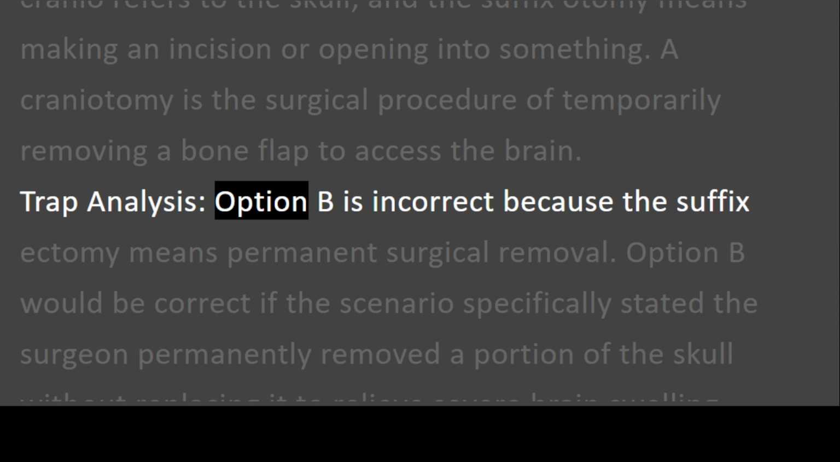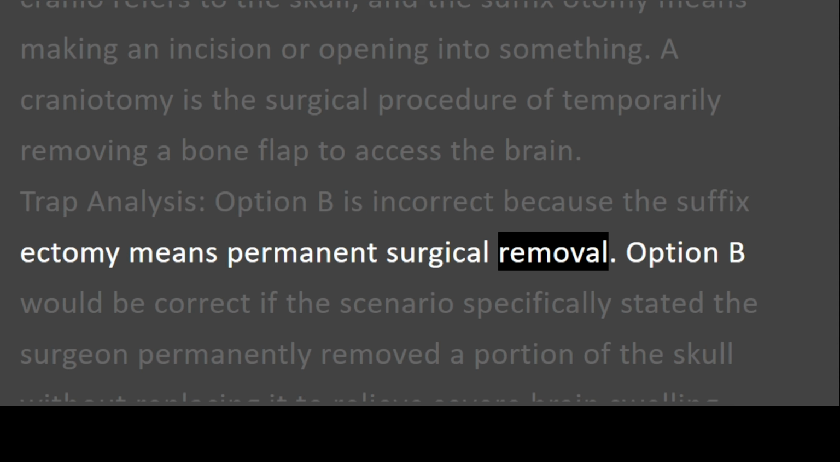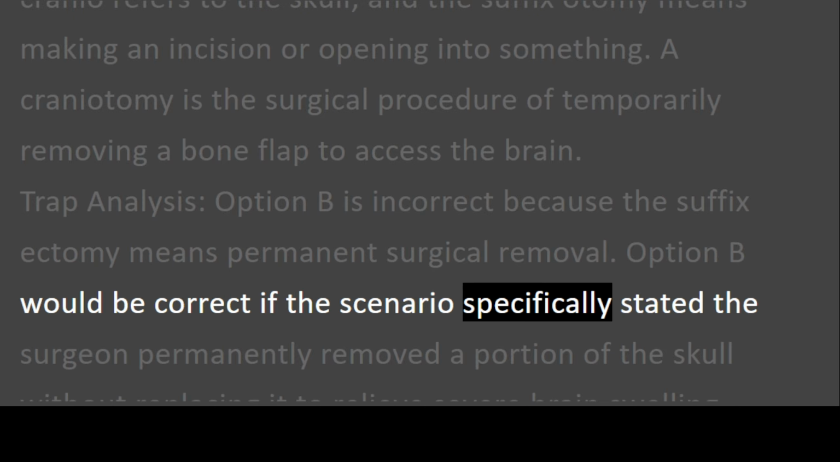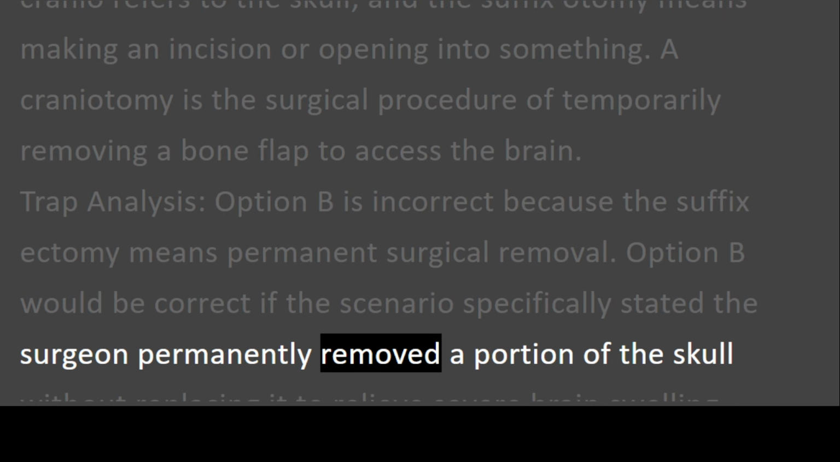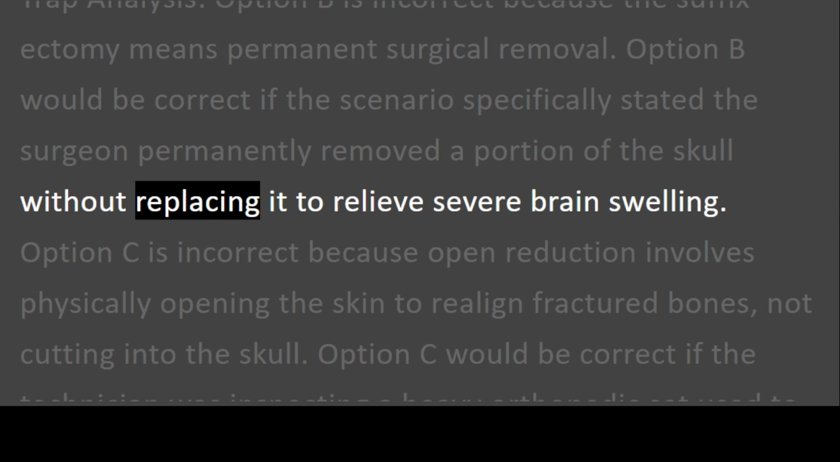Trap analysis. Option B is incorrect because the suffix ectomy means permanent surgical removal. Option B would be correct if the scenario specifically stated the surgeon permanently removed a portion of the skull without replacing it to relieve severe brain swelling.